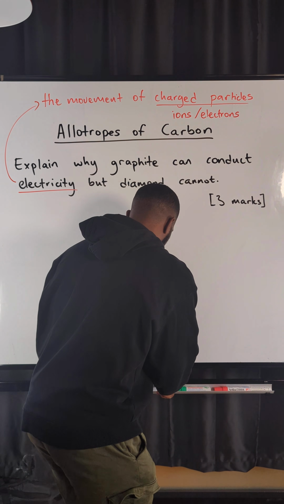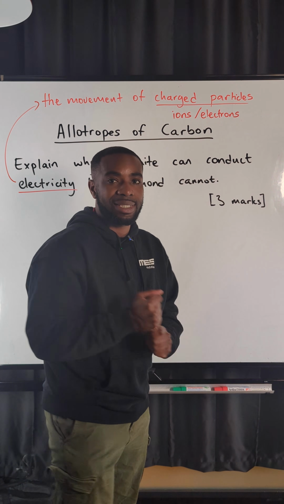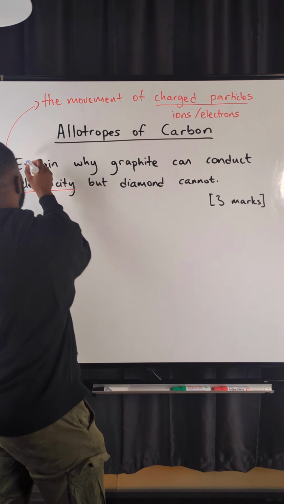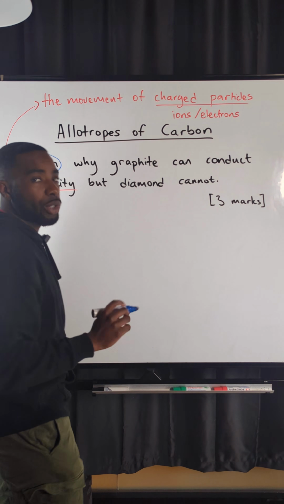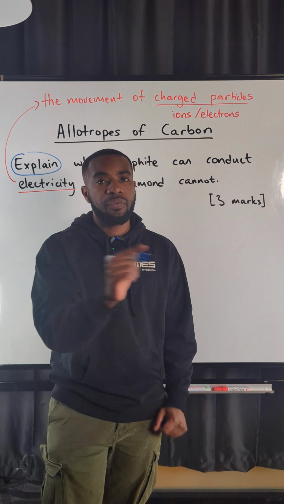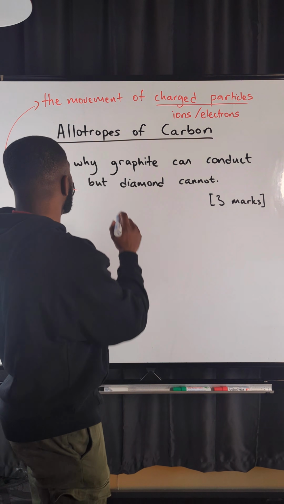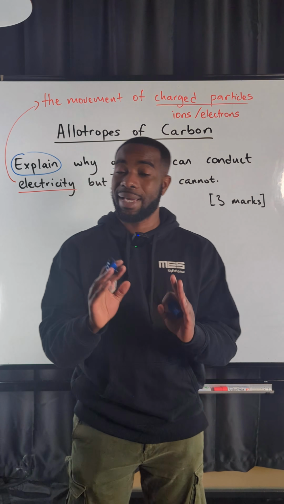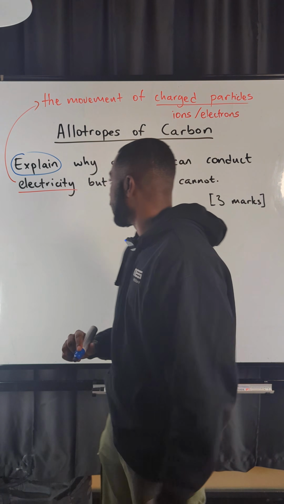I will switch to blue to answer this question. Excelente. So now we've got the blue pen. What we need to do is think about the question. It says explain. So what you need to do is give reasons for what you are saying. And also we need to make sure we talk about graphite and we talk about diamond in order to maximize the number of marks we make. Let's get started with the question then.